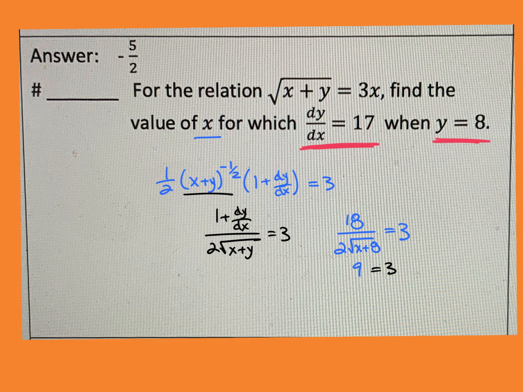Okay, so I got 3 square root x plus 8. And so now we're going to divide by 3. And so now I get 3 equals the square root x plus 8. And then what do we do? We square it. And so then we get x equals what?